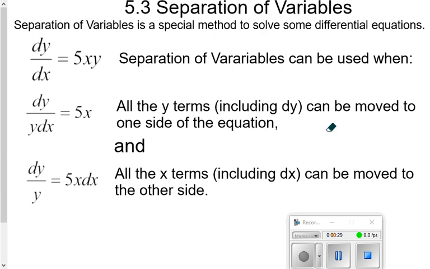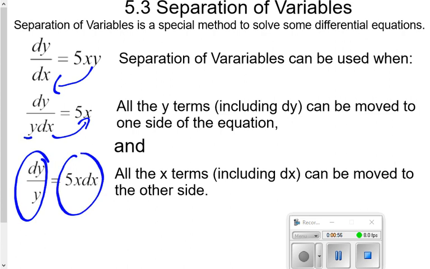So obviously you can use it when you have x and y terms and they're on different sides of the equation. You want to get them to one side. You want to get all the y's to one side and the x's to one side. So you can see we start off with dy dx equals 5xy. We start off by getting the y over there, which is how it got there, by dividing by y. And then we want the dx over there by multiplying by dx. Now we have all the y's over one side, all the x's over the other.